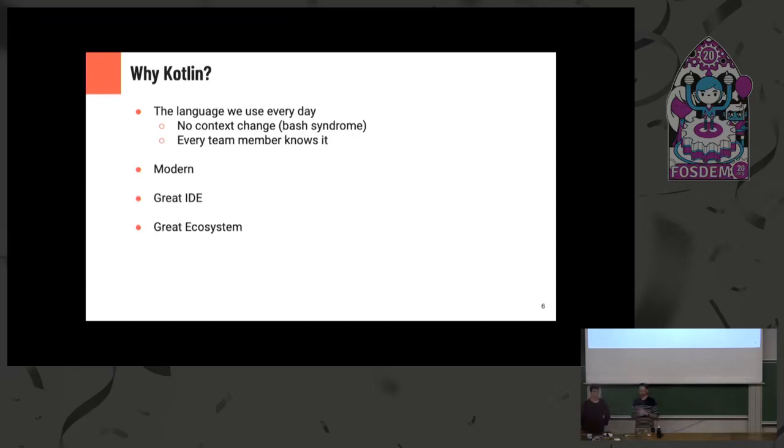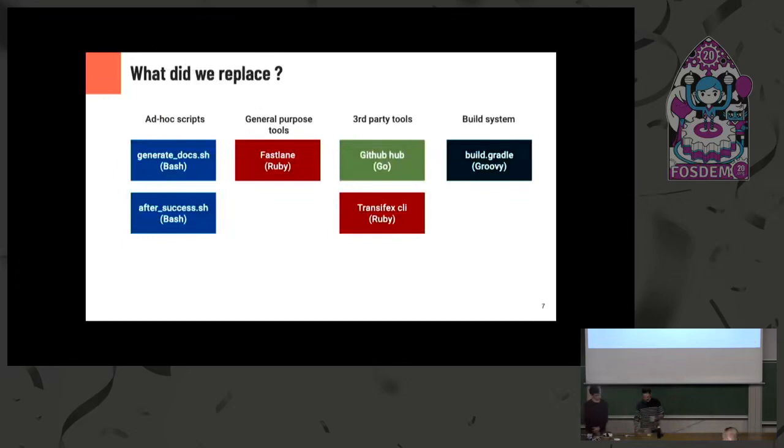Also, every team member knows about Kotlin. We're Android developers, so now everyone knows how to use Kotlin and is very productive at Kotlin. Then it's also a very modern language. It has a great IDE. If you have a great machine, it's going to run well, usually. And it builds on top of 25 years of Java, so if you're looking for something, a library, a tool, anything, it's most likely there.